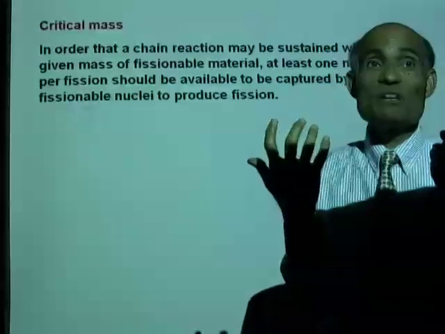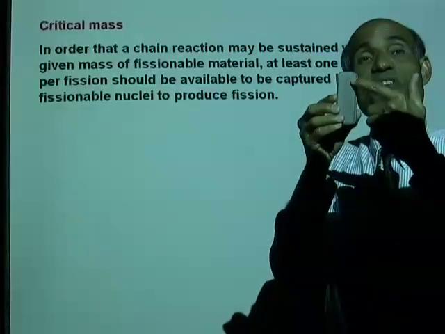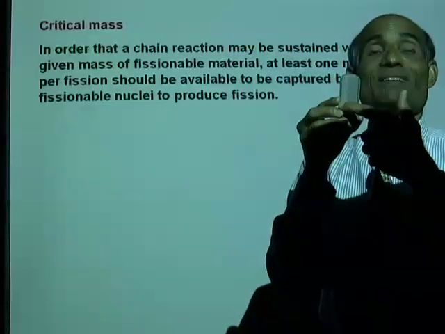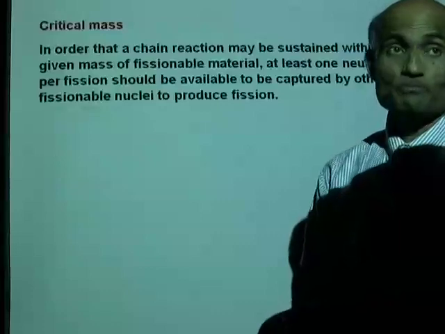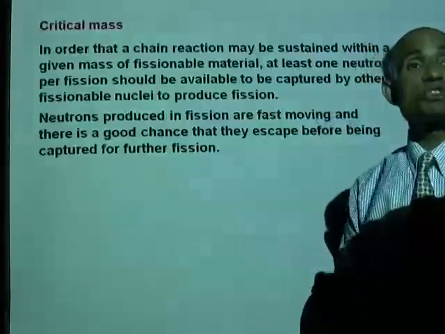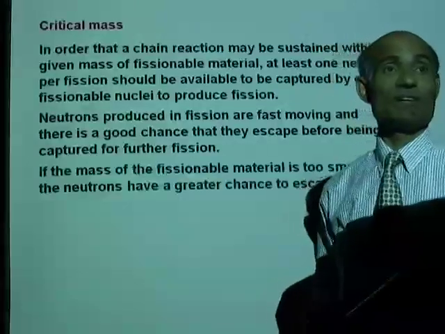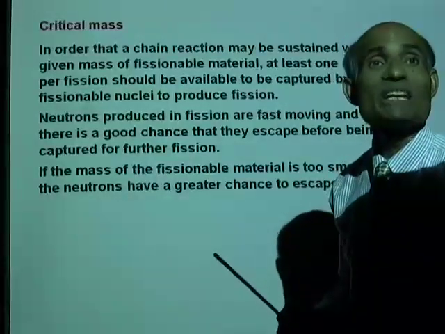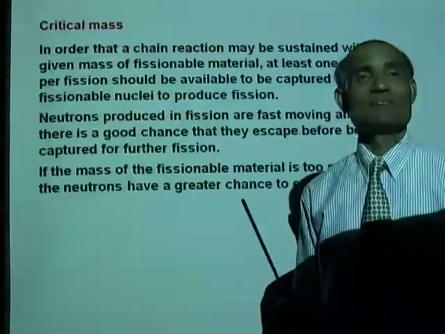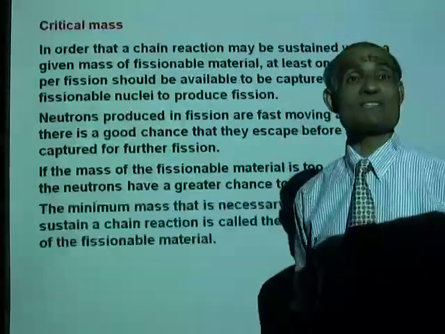So in order that a chain reaction may be sustained, at least one neutron produced in one fission should be available to produce further fission in other nuclei. Then only you can sustain it. Neutrons produced in fission are fast moving, and there is a good chance that they escape before being captured for further fission. If the mass of the fissionable material is too small, the neutrons have a greater chance to escape. That means a chain reaction cannot be sustained in a small mass like that.